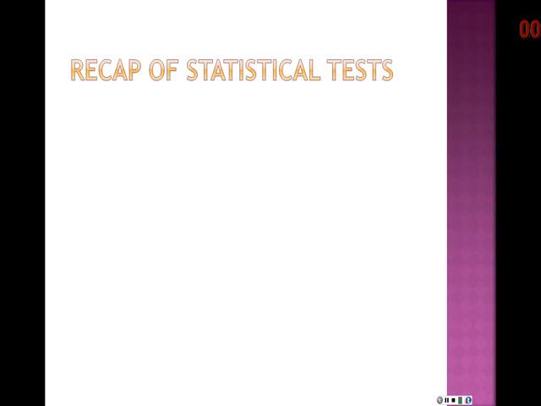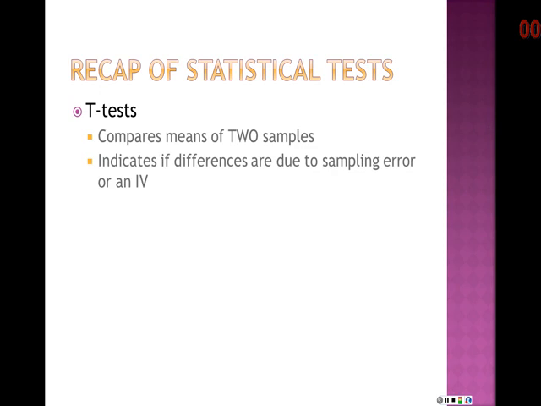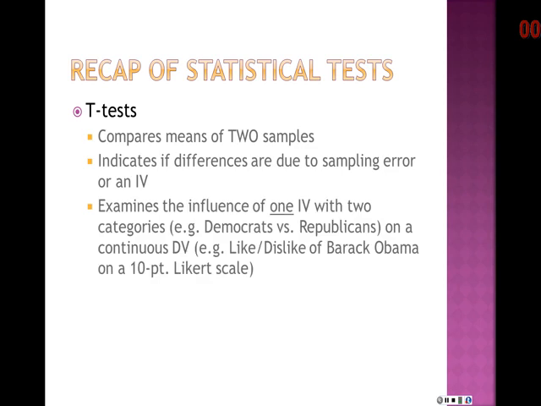So let's quickly recap the statistical tests that we've gone over, or the most recent ones that we've gone over. So we have t-tests. T-tests compare means of two samples. And t-tests indicate whether the difference in means between two samples is due to a sampling error or an independent variable. So in essence, it examines the influence of one independent variable with two categories, so for example Democrats versus Republicans, on a continuous dependent variable. So the like versus dislike of Barack Obama on a 10-point Likert scale, for example.